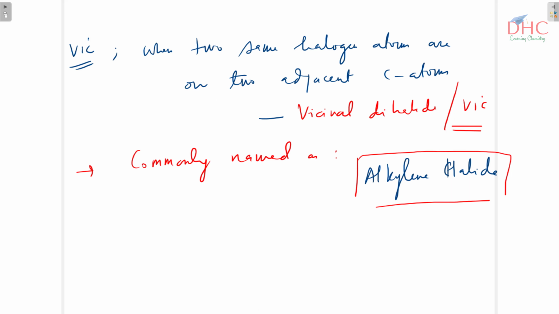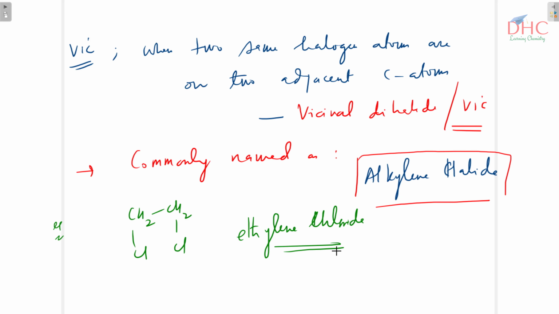For example, we take here CH2 single bond Cl and Cl. So we have two same halogen atoms on two adjacent carbon atoms. There are two carbon atoms over here, so the name is eth, so it's ethylene chloride. So ethylene chloride is the name of this compound.